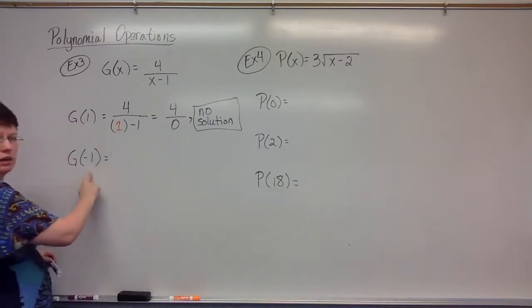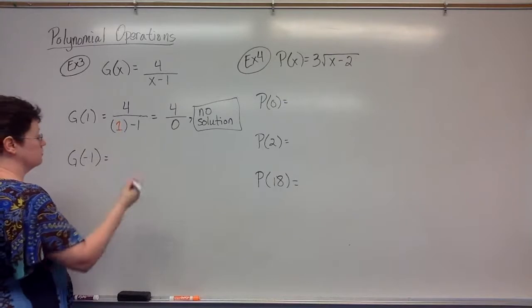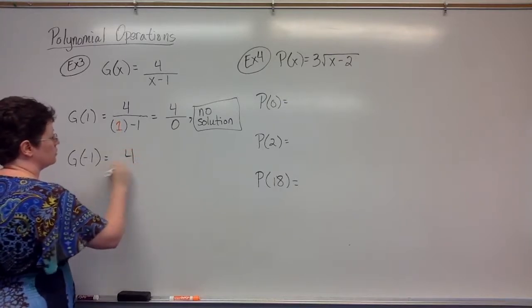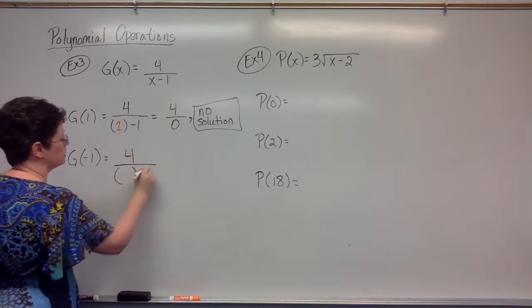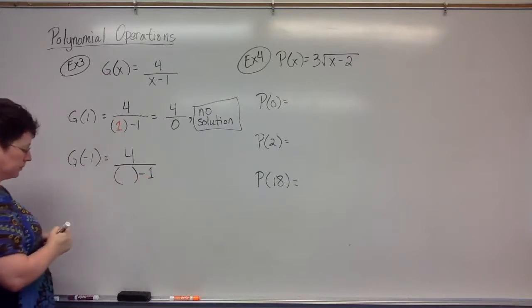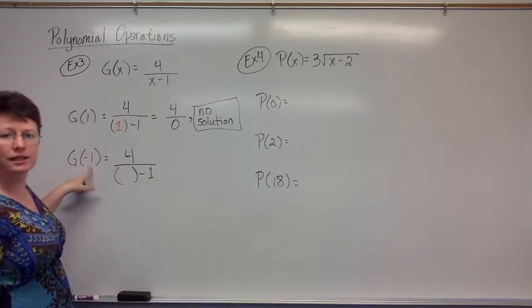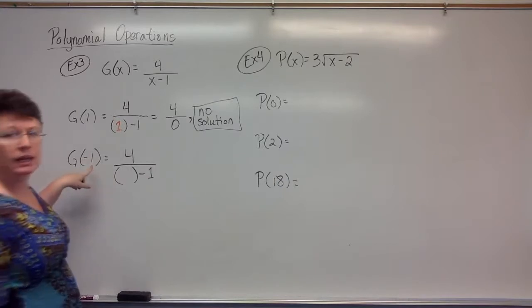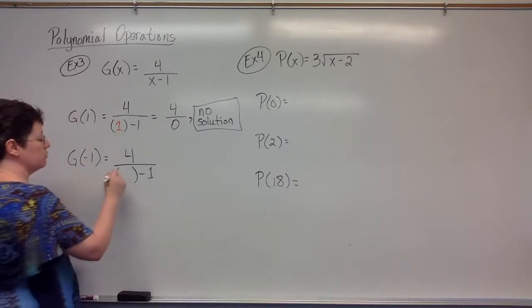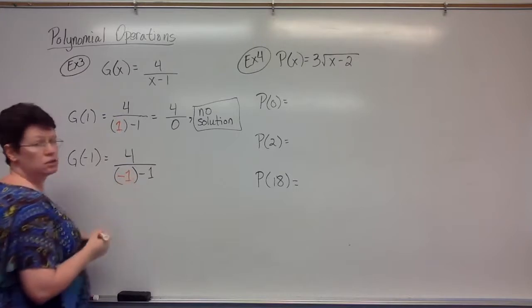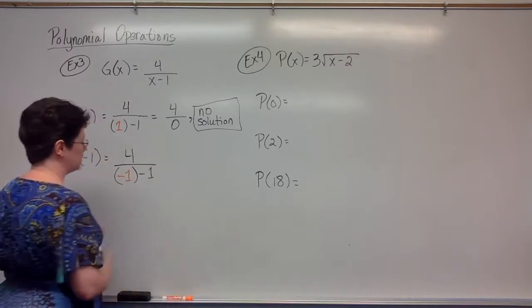Alright, same thing, only we're plugging in a different value. So, write down the equation. 4 divided by, parentheses, minus 1. You're saying, Miss Boots, we're going to have a problem. We're plugging in a 1 again. No! What are we plugging in? Negative 1. Okay, negative 1. It's going to turn out different. I promise. It's going to turn out different.